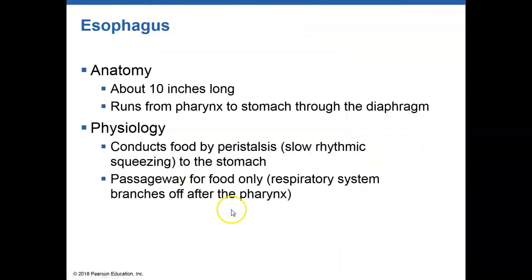So then let's look at the esophagus. The esophagus is a tube that runs from the pharynx into the stomach. So it goes right through the diaphragm. And it also moves food via peristaltic waves from the mouth to the stomach.